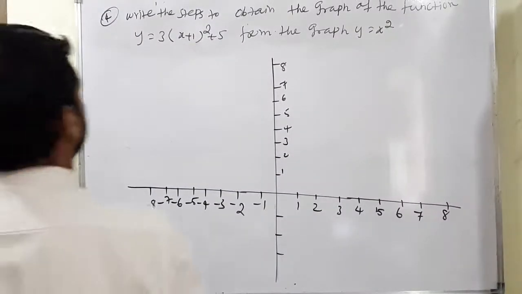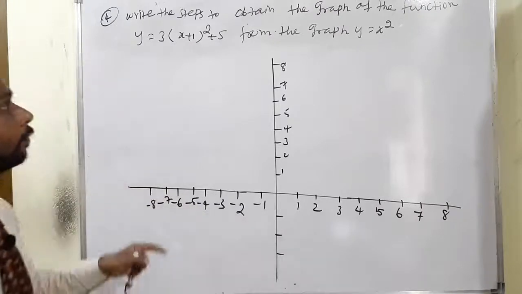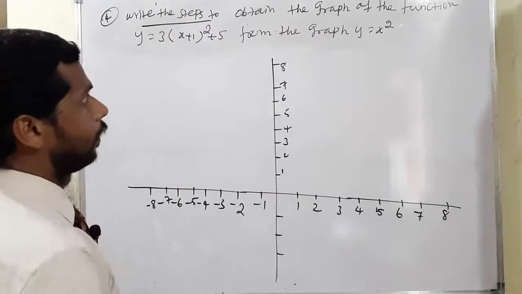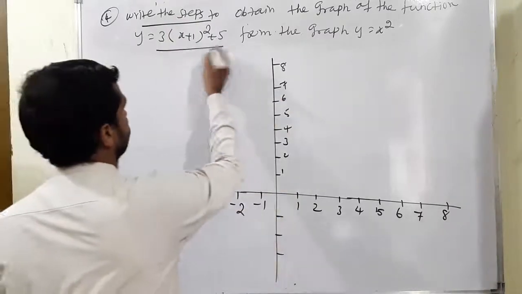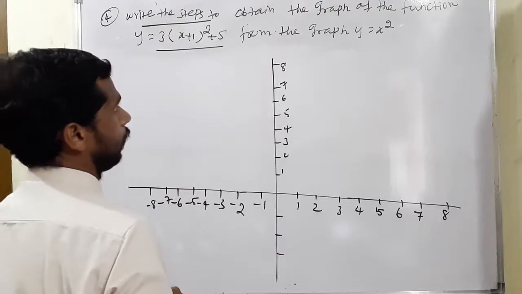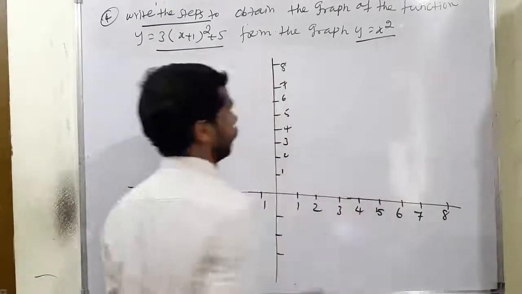I'm moving to question number 4 from exercise 1.4. Question, we have to write the steps one by one. Okay, obtain the graph. The two terms are there. First condition, y is equal to 3 of x plus 1 the whole square plus 5. Another one, from the graph y is equal to x square.